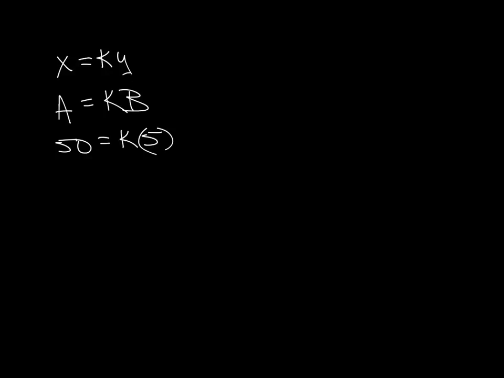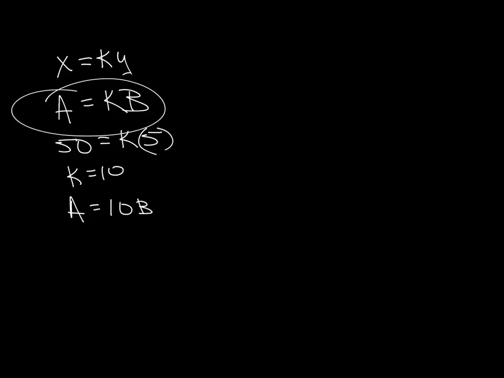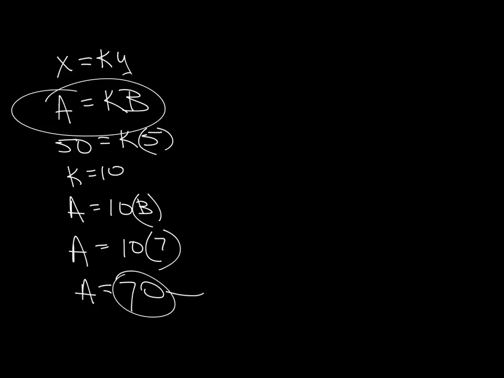Alright, so we're just going to take the first part of that and find k. We find out k is 10. So now our equation no longer looks like that, it looks like this: a equals 10 times b. Now we look at the next part, and it says, what is the value of a when b is 7? So a is 70 when b is 7. Now that's the way we did it in lesson 60.